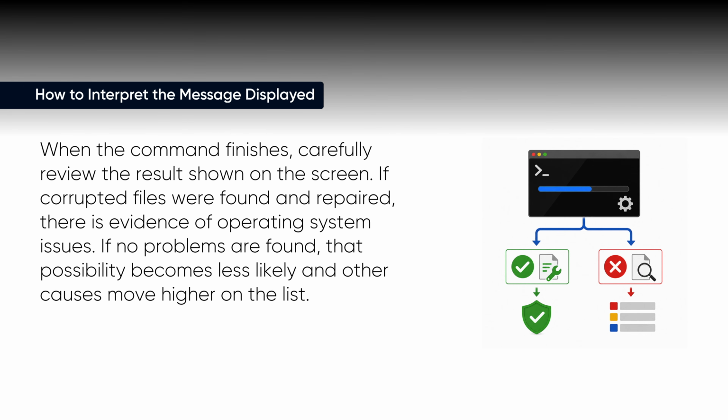When the command finishes, carefully review the result shown on the screen. If corrupted files were found and repaired, there is evidence of operating system issues. If no problems are found, that possibility becomes less likely and other causes move higher on the list. Checking whether the evidence matches.